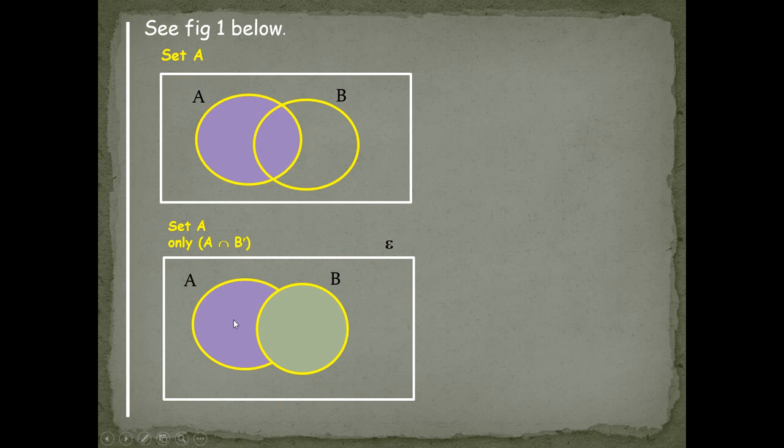The moment you appreciate that, then there is no way you can fail a number as far as set theory is concerned. The whole of this part is set A. Now this is set A only, the one we write as A intersection B complement: elements that belong to A but not B, which is this. This is set A. This is set A only.